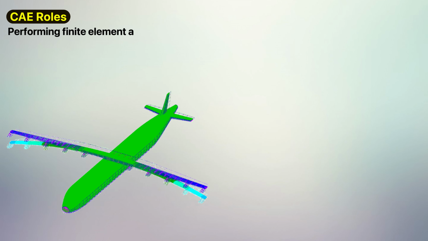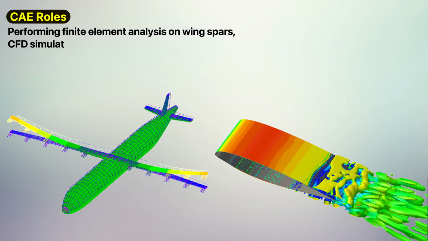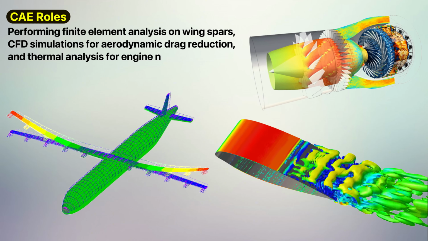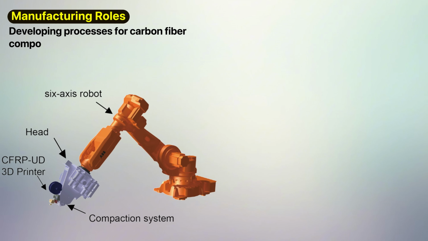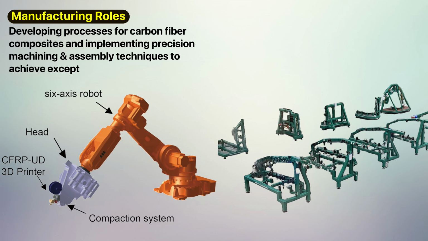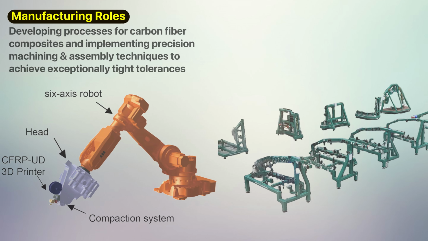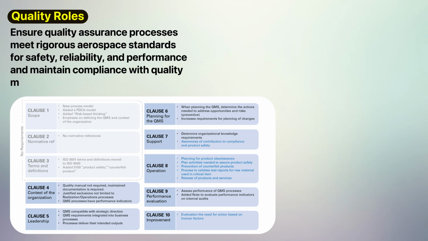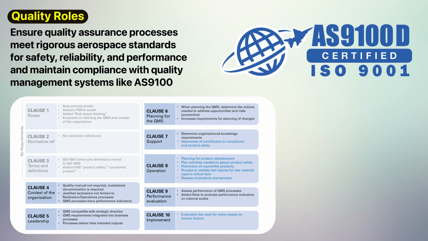For computer-aided engineering roles, you could be performing finite element analysis on wing spars, computational fluid dynamic simulations for aerodynamic drag reduction, and thermal analysis for engine nacelles. For manufacturing roles, you could be developing processes for carbon fiber composites and implementing precision machining and assembly techniques to achieve exceptionally tight tolerances. For quality roles, you might ensure quality assurance processes meet rigorous aerospace standards for safety, reliability, and performance, and maintain compliance with quality management systems like AS9100.